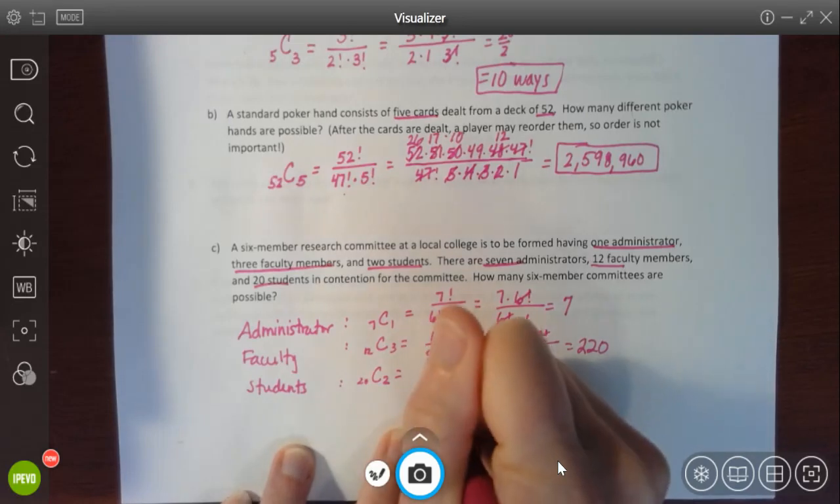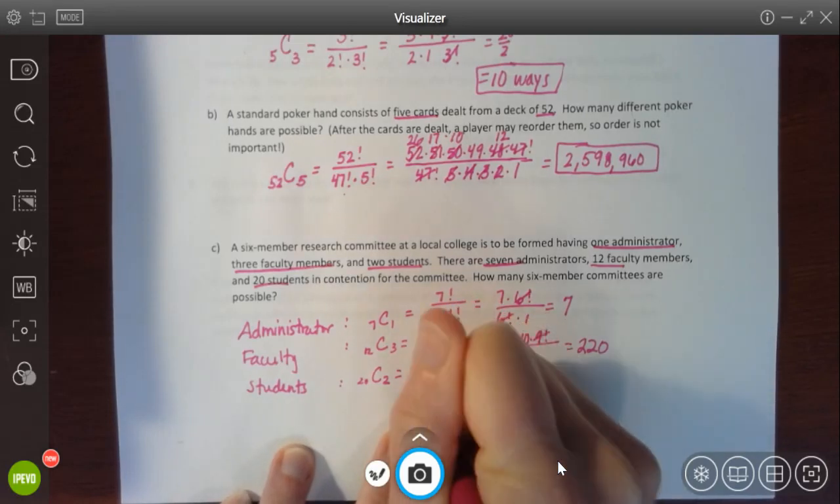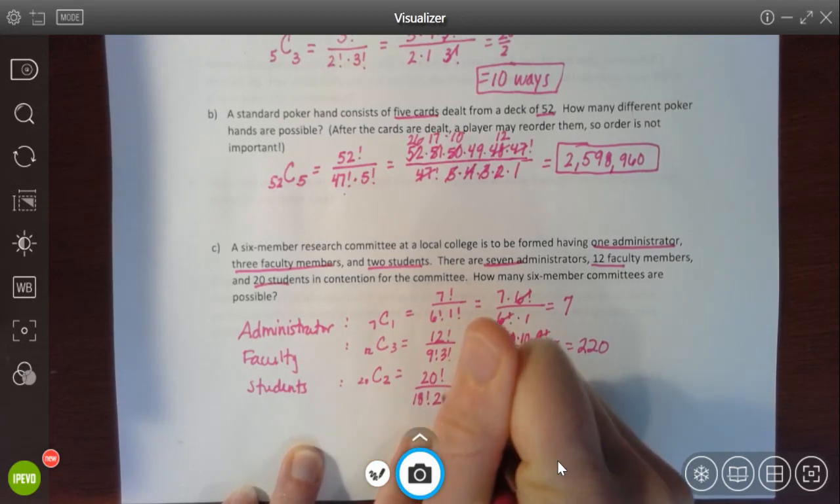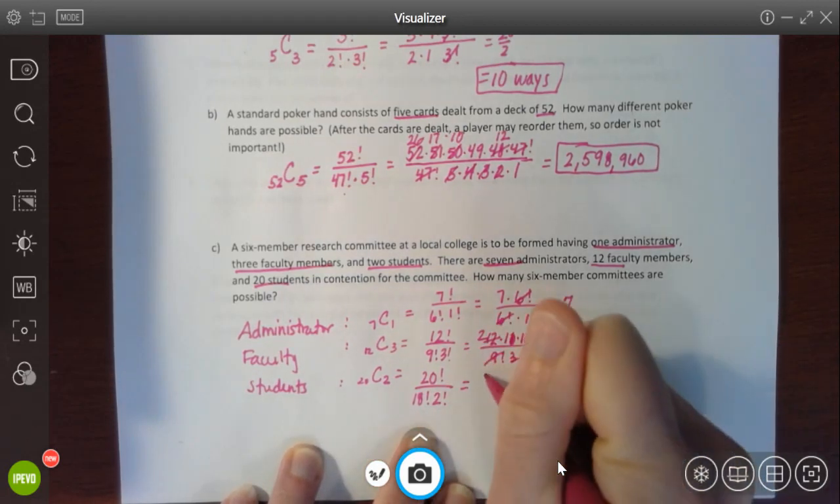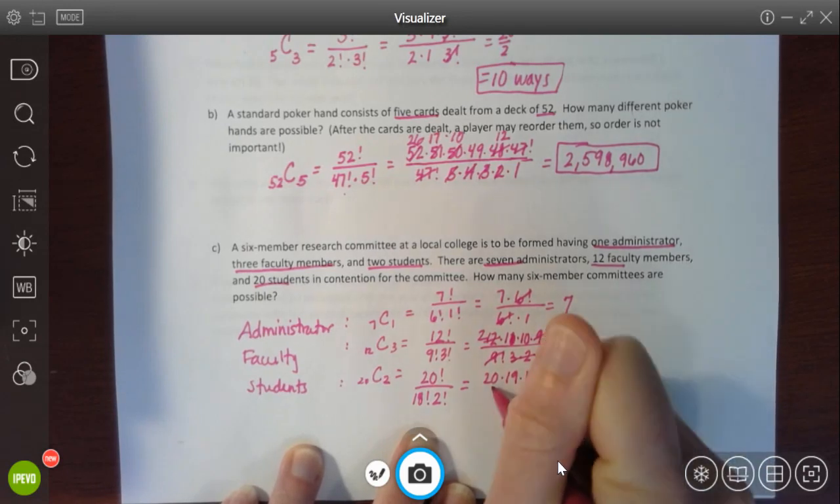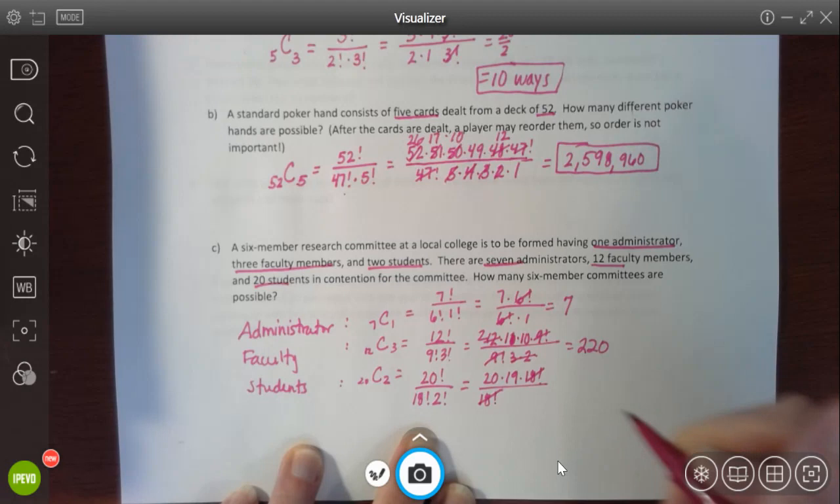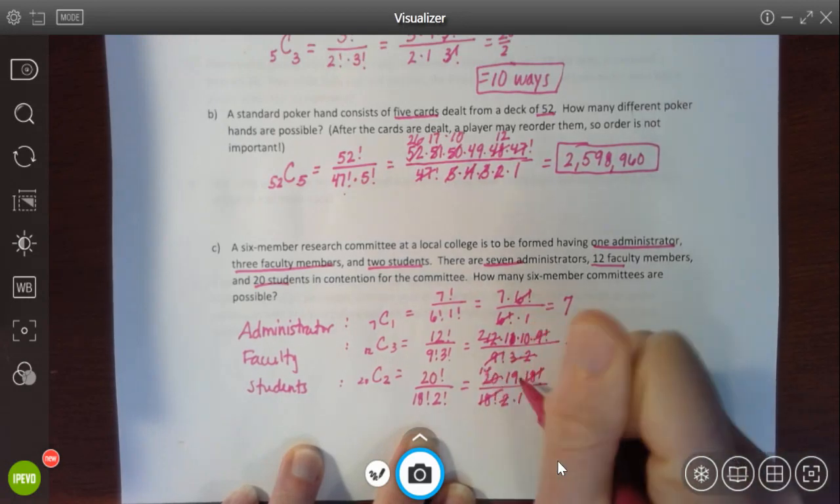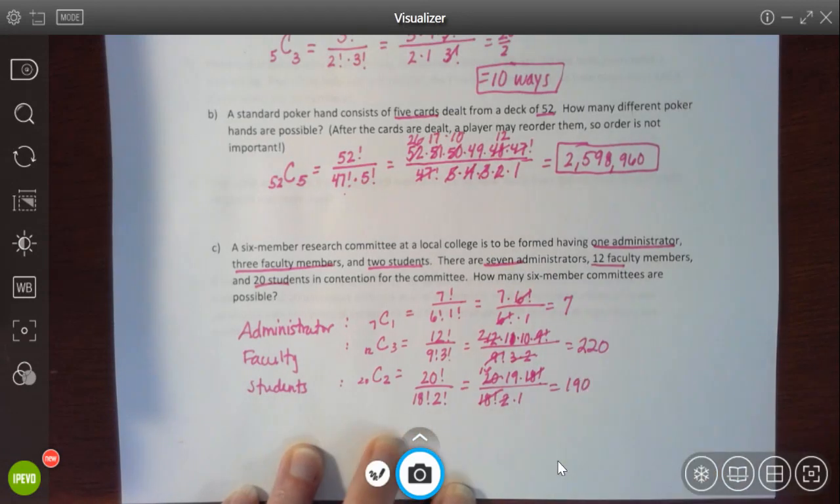And then finally for my students, I have 20 students and I want to choose 2. So I'm going to divide by 18 factorial times 2 factorial. I'm going to expand that numerator until I get to 18 factorial to match up with that 18 factorial. And then I'm going to expand that. I get 10 times 19, so I have 190.